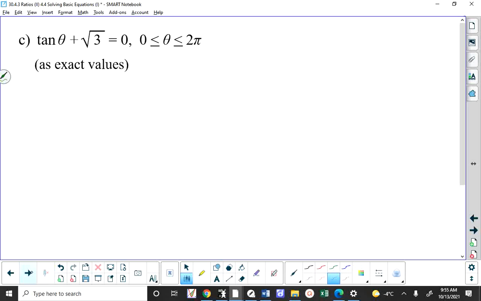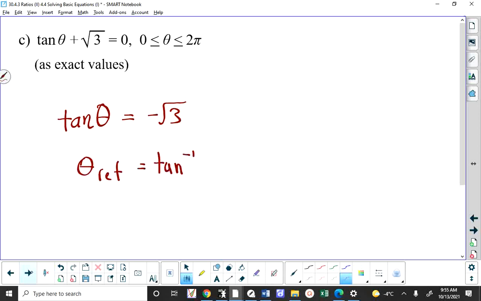Now, I want you to listen very carefully to this part. We have tangent of theta equals negative root 3. We want an exact value in radians, right? We want an exact value in radians for a reference angle so we can work with it. It will be the inverse tan of root 3. So humor me, put your calculator in radian mode and find the reference angle.